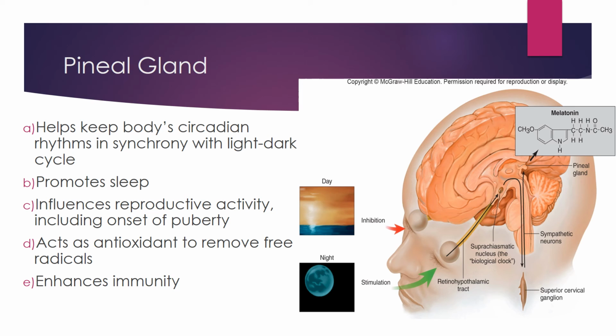The last gland we'll focus on is the pineal gland. This is located on the roof of the third ventricle in the brain. In this image, it's found here. It helps to maintain our body's circadian rhythms in sync with our light and dark cycle, and the hormone that helps direct this is melatonin. Stimulation of melatonin production occurs when it's dark out.